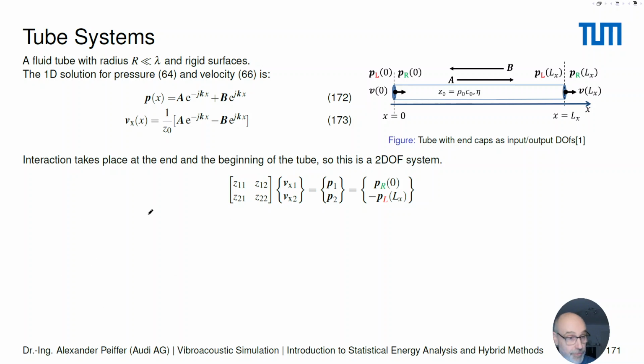And in the first step, we assume that the interaction just takes place at the beginning and the end of the tube. And so this is something that we would call a two-DOF system, as it was also treated in the early sessions of my lecture. There's only one critical thing to understand.